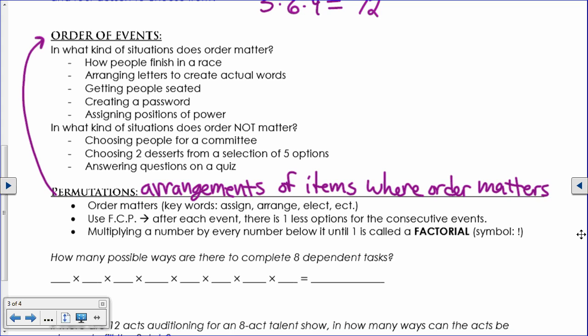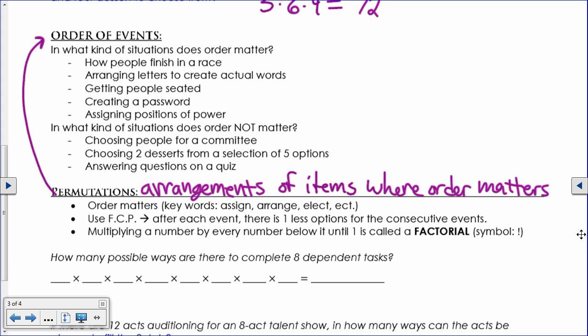Arrangements of items where order matters. So for instance, how people finish in a race. Order matters because that's how you decide who is first, who is second, who is third. Arranging letters to create actual words. To spell the word cat, C has to be first, A has to be second, and T has to be third for you to actually create that word.